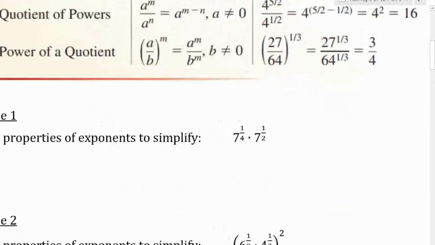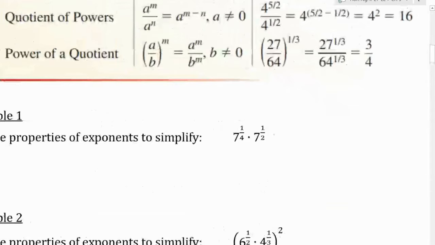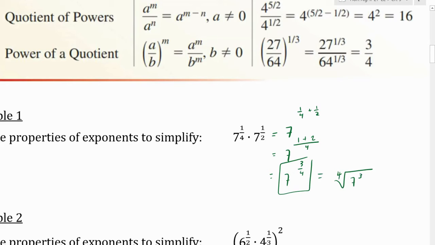Okay. So like right here, you're multiplying two things with the same base. You keep the base, you add the powers. So when you add a fourth and a half, common denominator is a 4. So we're going to get 7 to the 3/4. Now, if nobody told you how that needed to look, that answer is just fine. Maybe they wanted you to write it as a radical. So it's the 4th root of 7 cubed, and 7 cubed is 343. So you could write it any of those ways. This is the one I would prefer, but it didn't say to write the radical form, so it was okay to stop at 7 to the 3/4.